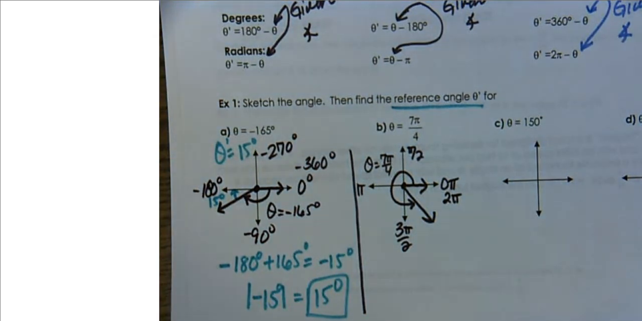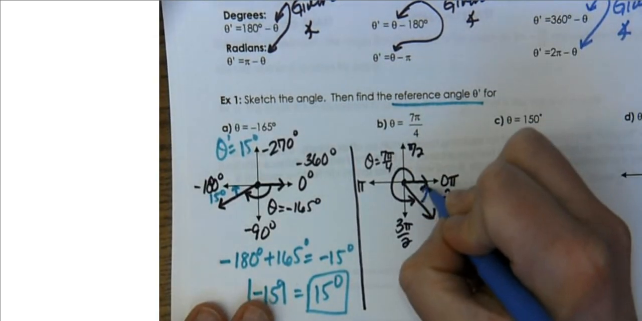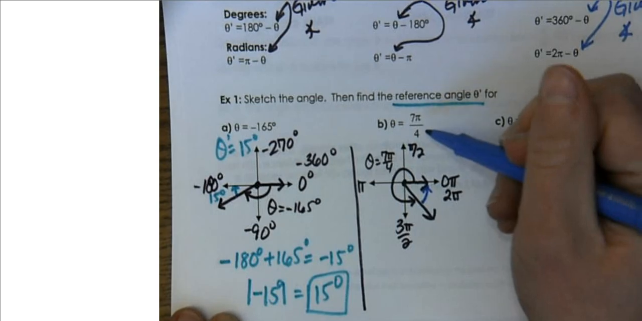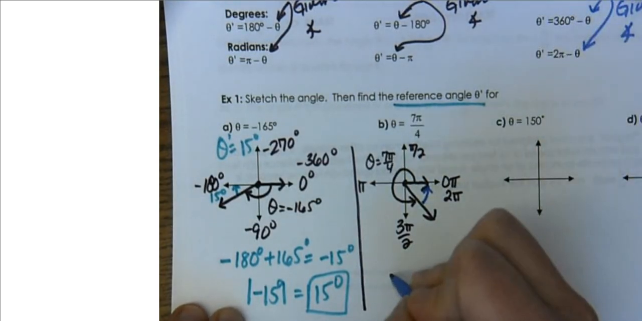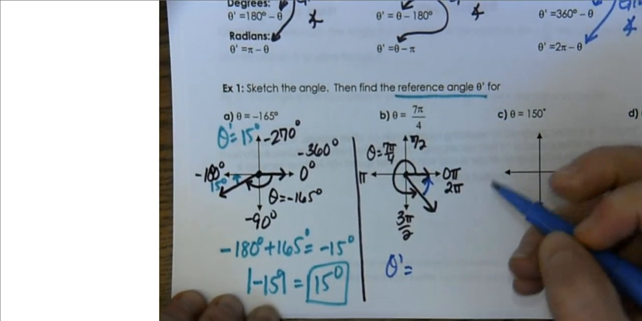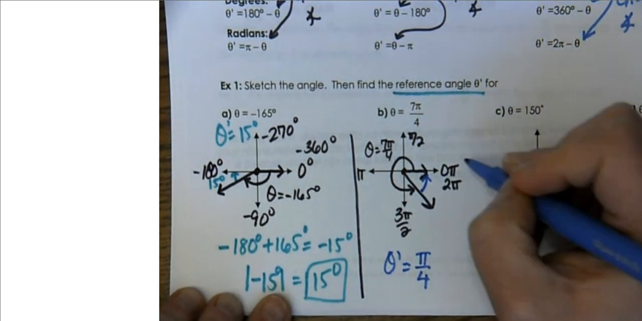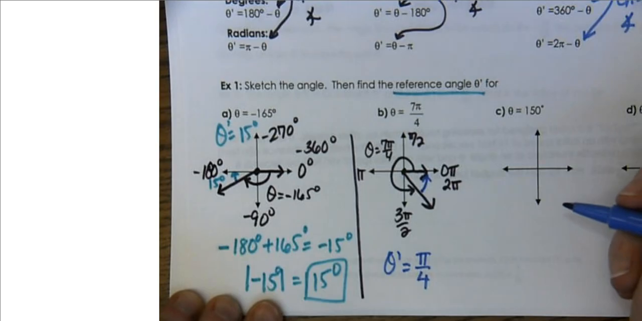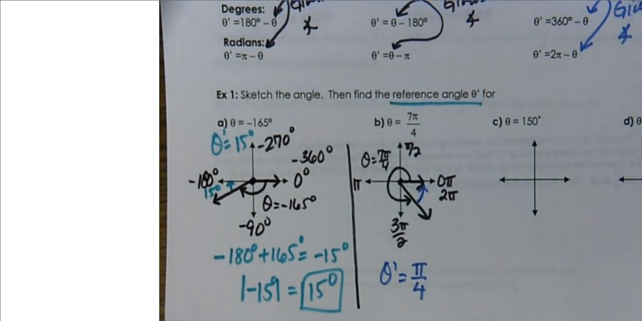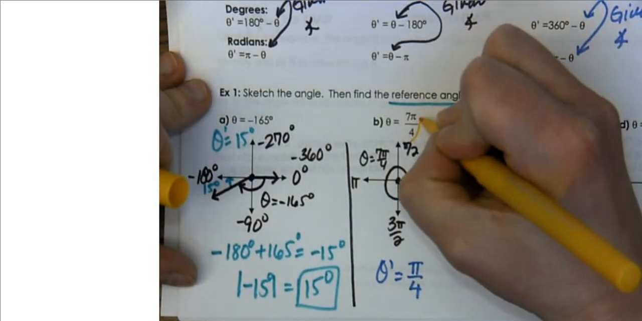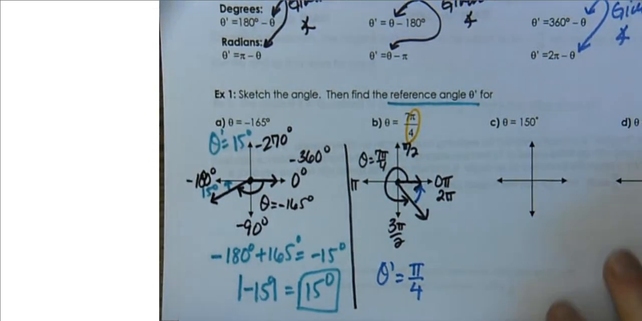So you're asking yourself, how much further do you need to go? Now, because this is in radian mode, our theta prime is also going to be in radians, and that is going to be pi over 4 radians away from the closest x-axis. Now, what's really cool about radians is that there is a little trick, and your reference angle is always going to be pi over your denominator. So in this case, it's pi over 4.